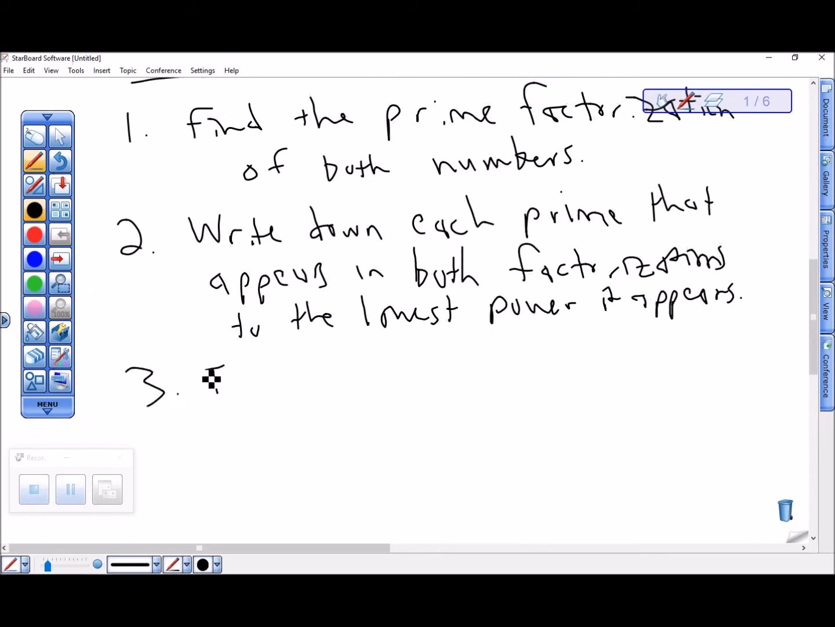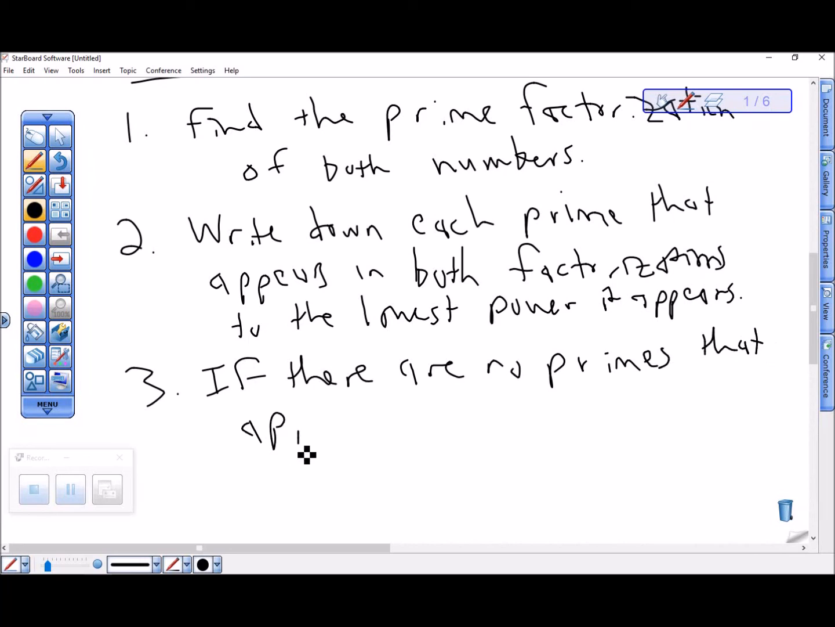One caveat, if there are no primes that appear in both, the greatest common factor is 1 instead, which makes sense, right? If I can't divide them both by any prime number, then the greatest common factor has to be 1. 1 is the biggest number that I could divide both of them by.